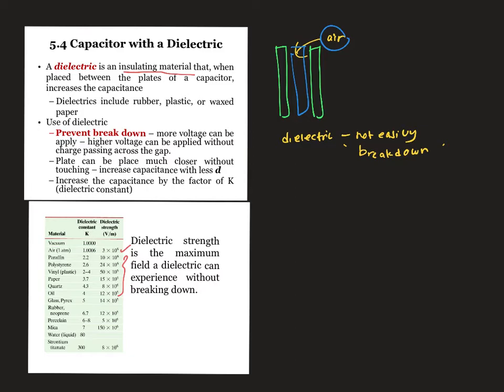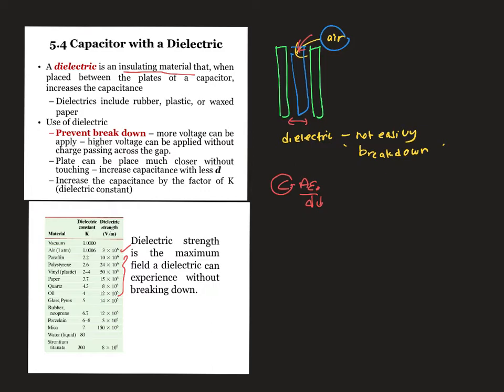Another reason why we need to put the insulator is based on the equation C equals A epsilon naught over D. The capacitance will increase with the decrease of D, which means the distance between the two conducting plates will definitely decrease if you put a very thin layer of insulator. So that's the main reason why we need to use dielectric material compared to air.